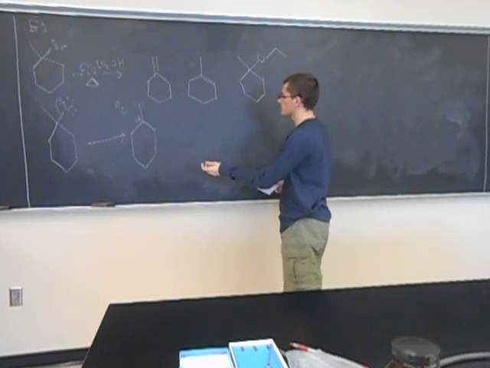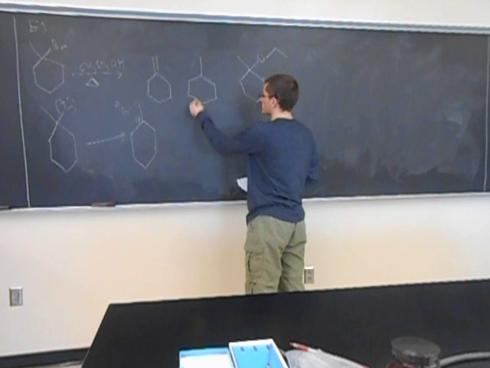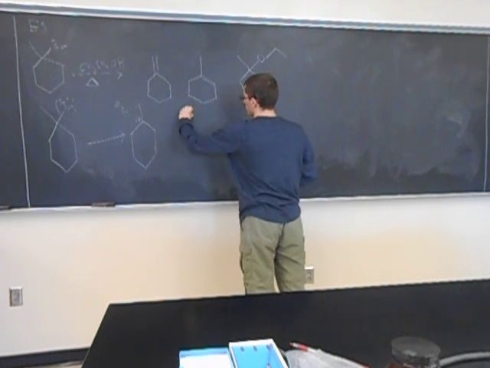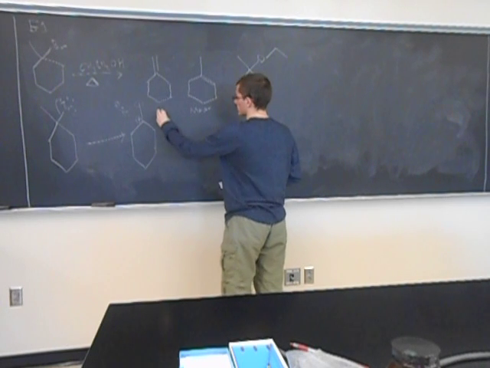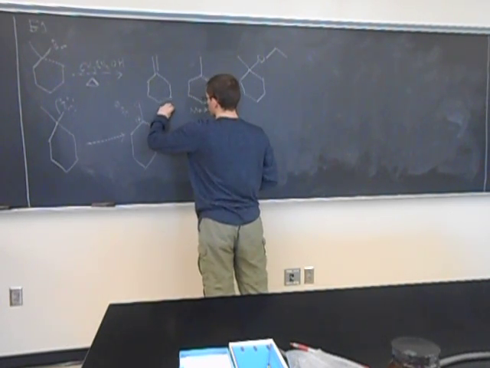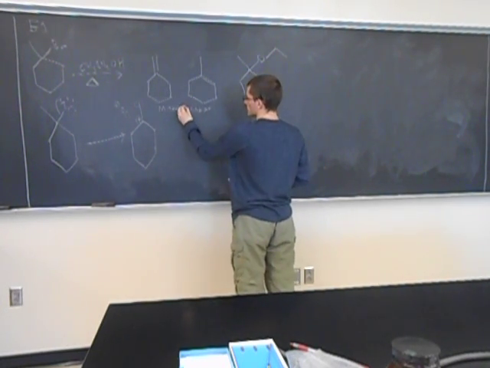Now, of the alkenes, again, going back to Zaitsev's rule, as this is the more substituted product, this will be the major forming product, and this will be the minor, at least in respect to these two.